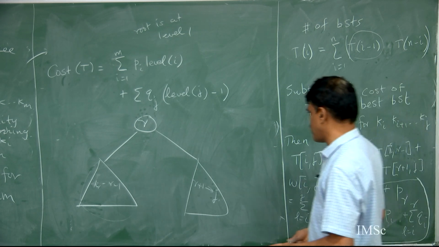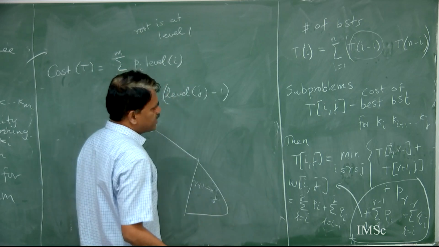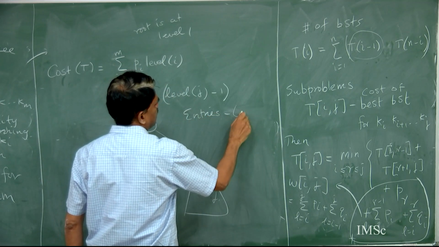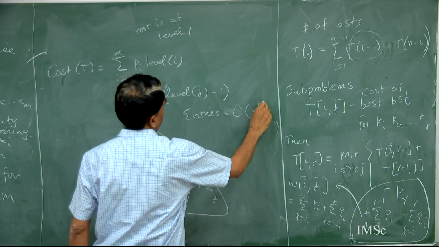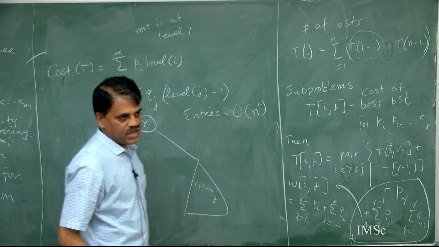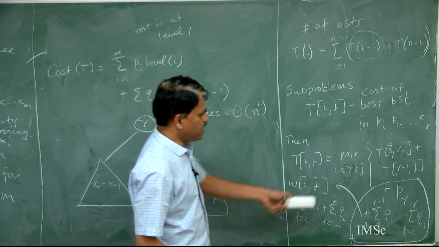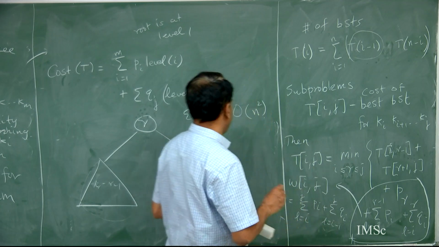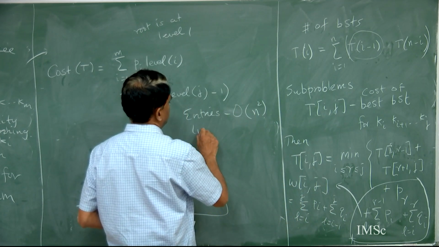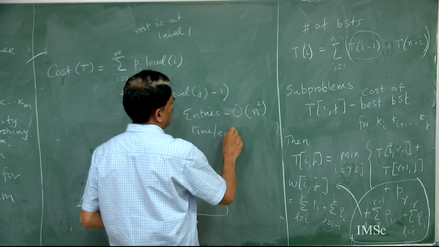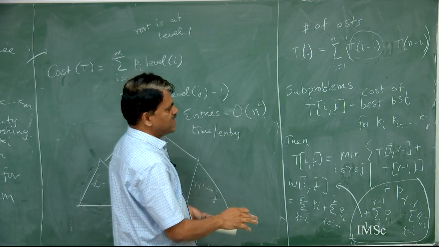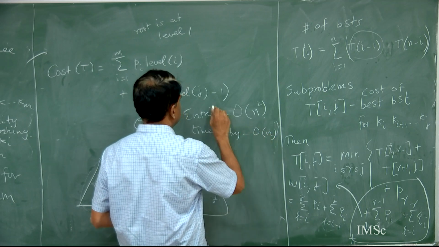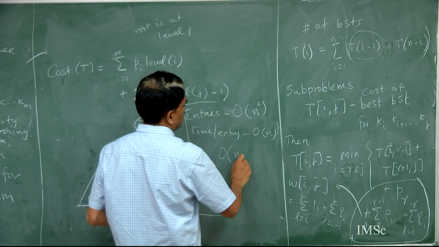So for the overall running time, how many entries are we computing? Our number of table entries is something like n square, because of various I and J, and computing each one takes running over the gap. So it's time per entry. I mean, if you want to compute ij, it will be like j minus I, right? So in the worst case, it's order n. So this is overall an n cubed algorithm.